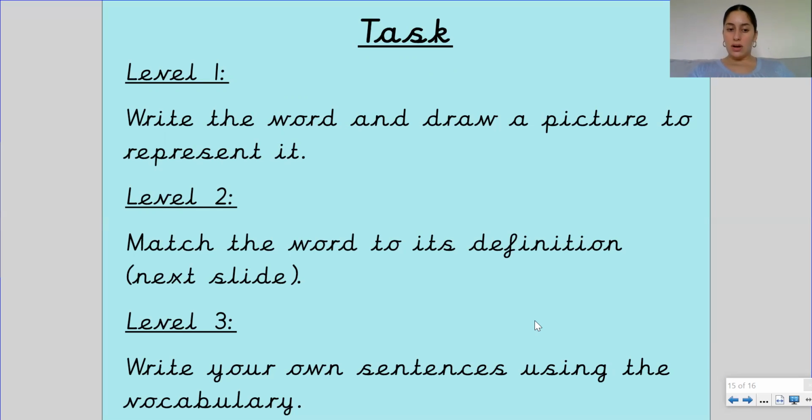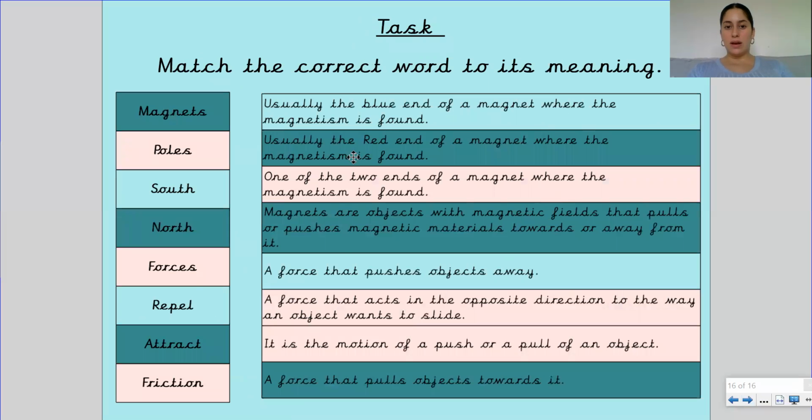And then your third task is to write your own sentences using the vocabulary. So you're going to use your understanding of what the word means and use that word in a sentence. You could reword the definition of the key vocabulary into your own words to come up with your own sentence. So this is more relevant to task 2 and 3, but you could also use it for task 1 if you need a reminder of what the words mean for you to then draw a picture to represent it.